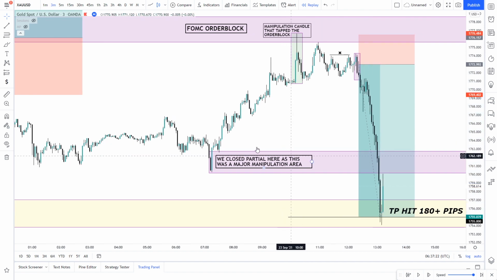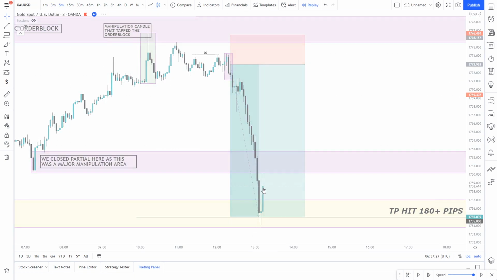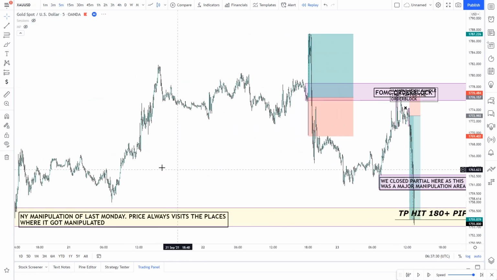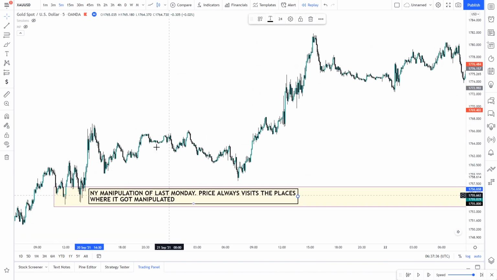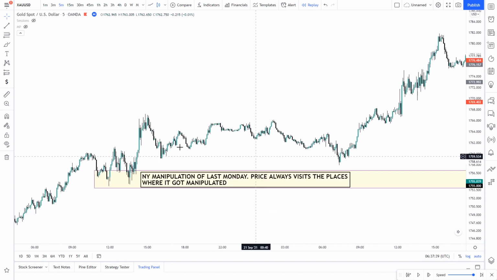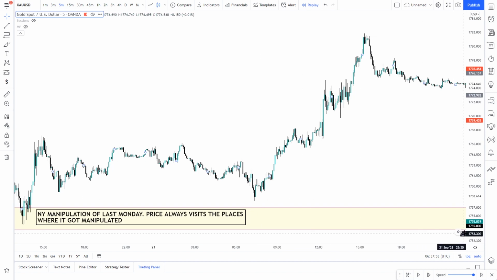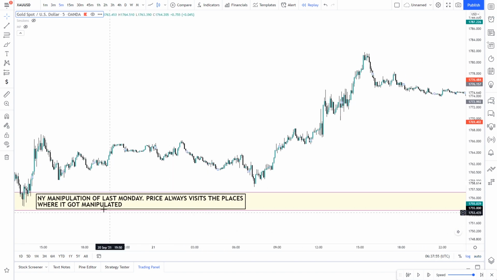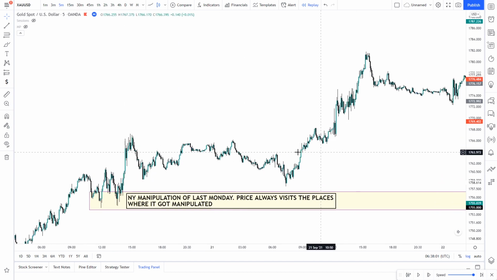After this zone got broken, we set up a target for our trade. This was the NY manipulation of the very first day of the trading week. Last Monday, the price simply created equal lows around here, which weren't taken out. So we had to set the targets around here, because this was an important level just above 1750, and we've got some equal lows around here. So this was a zone that we had to consider.